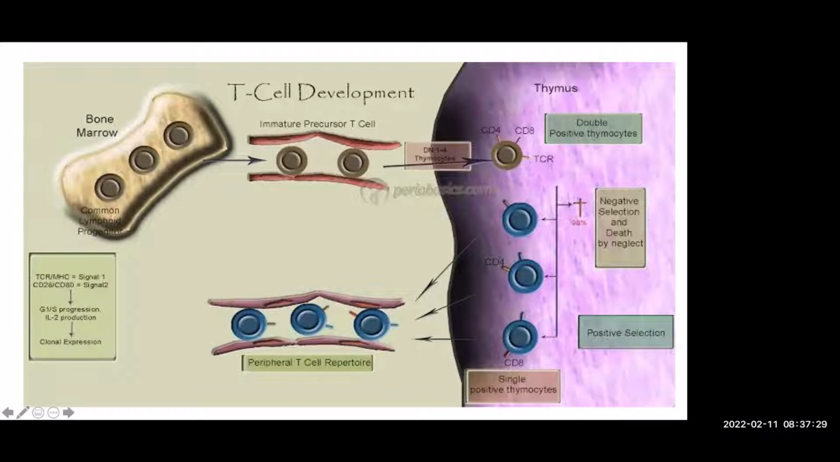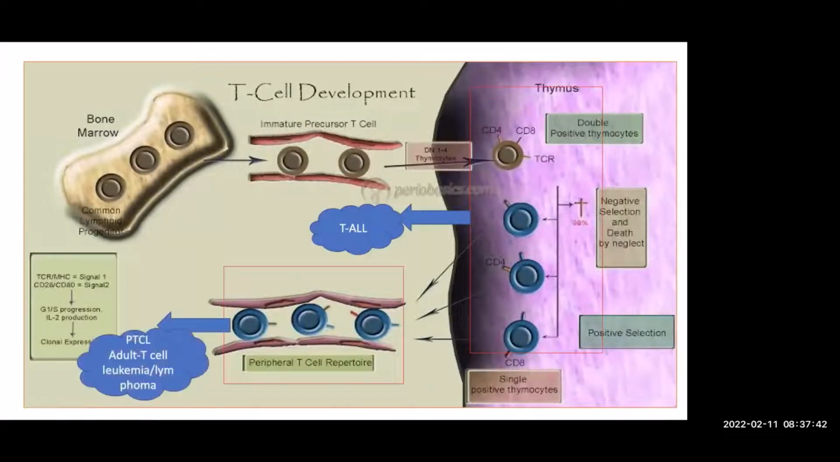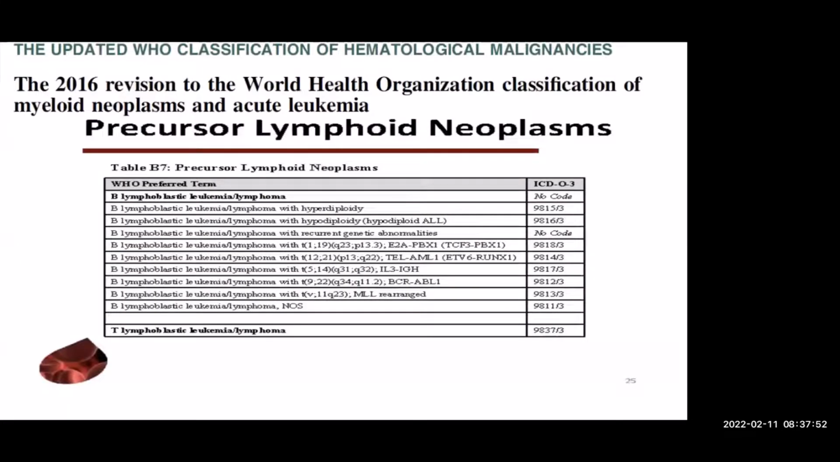After knowing that basic T cell development, the T cell leukemias occur from the cells which are present in the thymus, whereas the peripheral T cells give rise to peripheral T cell lymphomas, adult T cell leukemias and lymphomas, which are completely distinct entities from T cell acute lymphoblastic leukemias.